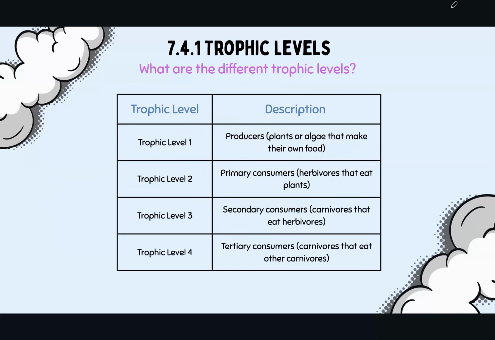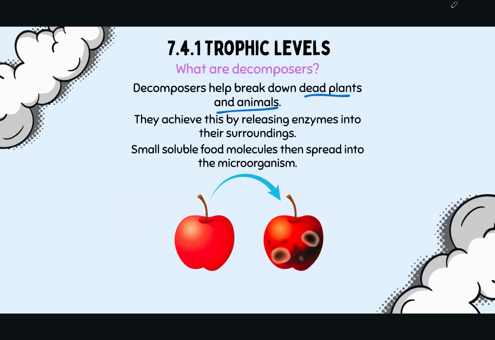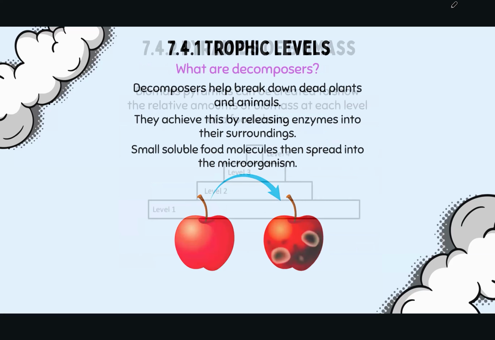So trophic level 1 are the producers, trophic level 2 are the primary consumers, trophic level 3 are secondary consumers, and trophic level 4 are the tertiary consumers. Now, the decomposers help break down dead plants and animals. They achieve this by releasing enzymes into the surroundings, and then small soluble food molecules spread into the microorganism. So once the enzymes break down the food into a liquid, those organisms are able to absorb that liquid. In a sense, it osmoses back into them.